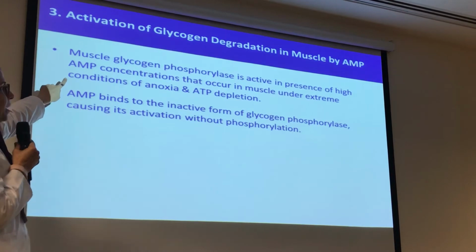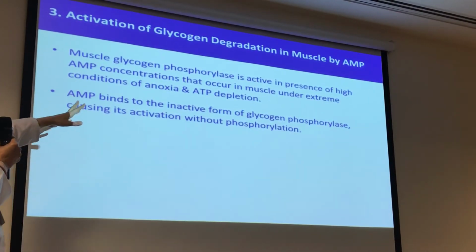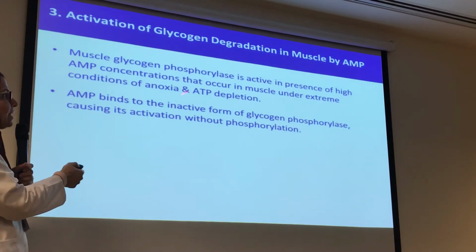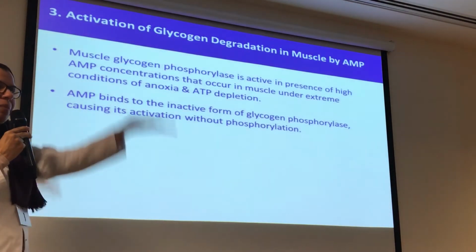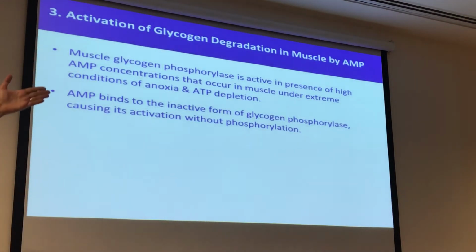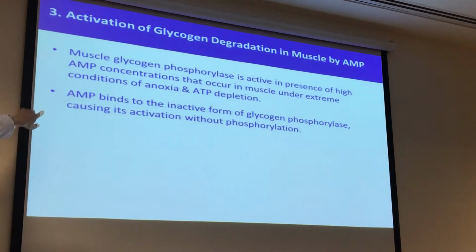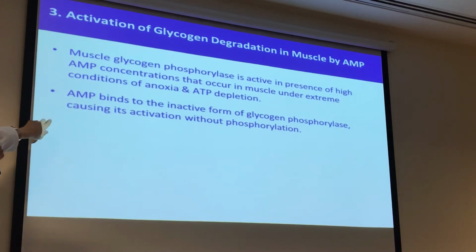So when we have too much AMP, what does it mean? We have less ATP. Yes, so this is actually in the muscle under extreme condition of anoxia and ATP depletion. This is under heavy exercise. The AMP level will go up. Okay? So we don't have enough oxygen, we don't have ATP. So the AMP will bind to the phosphorylase and make it active.